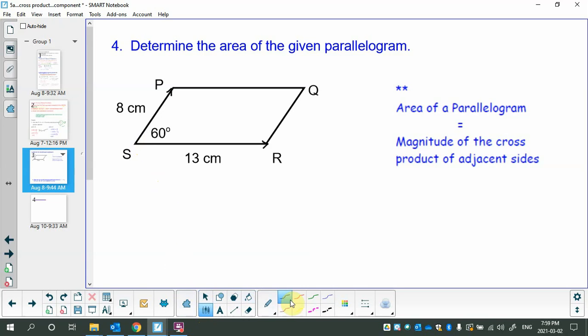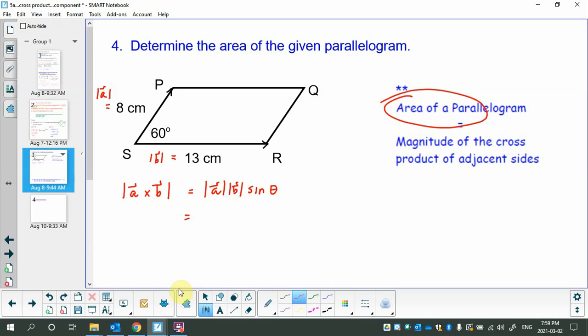So I'm going to do this symbolically first. I'm going to say that this is the magnitude of vector A, and this is the magnitude of vector B. So now I've designated an A and a B, and I can pull out the formula for cross product magnitude, and the formula for the area of a parallelogram. So A, magnitude is 8. B, magnitude is 13.